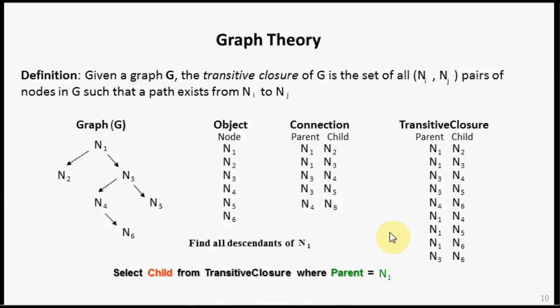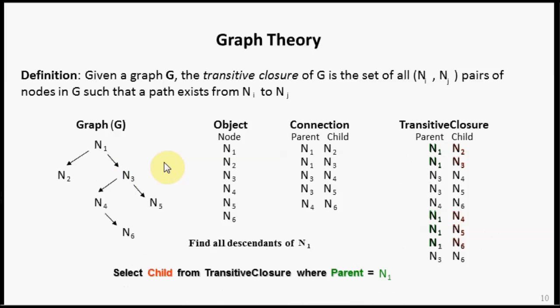Now let's play computer a second here and let's execute this query. Let's find all the rows where the parent has a value of n1. We see that in green here. And let's find all of the children from all those records. What we find is we get n2, n3, n4, n5, n6. So in fact, that represents all of the descendants of n1 here.